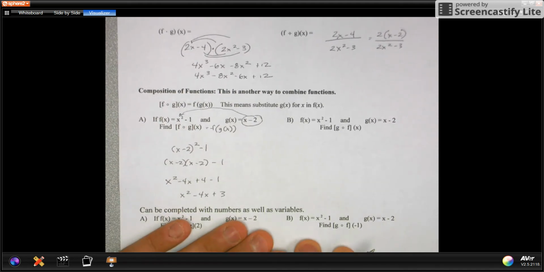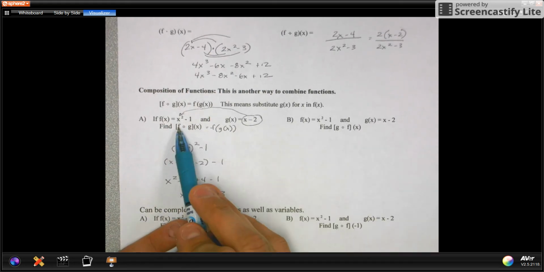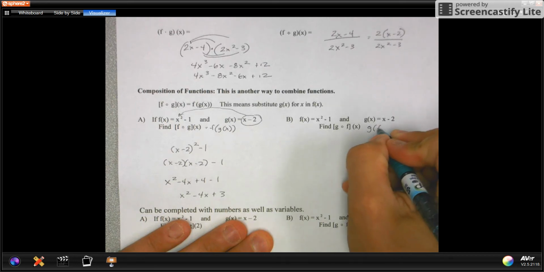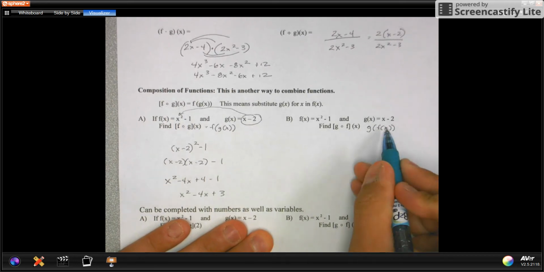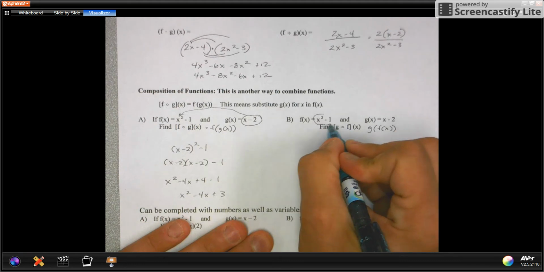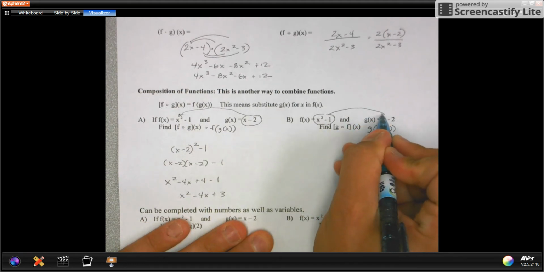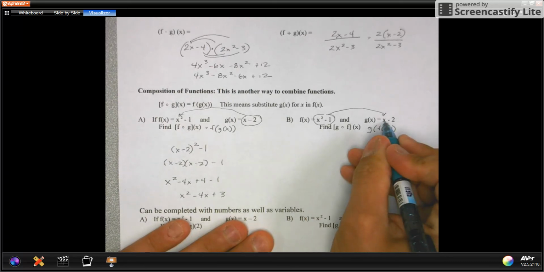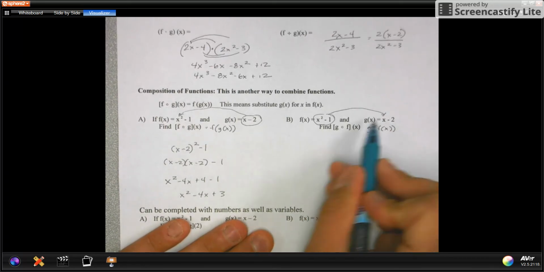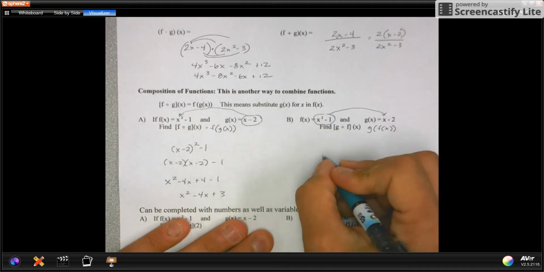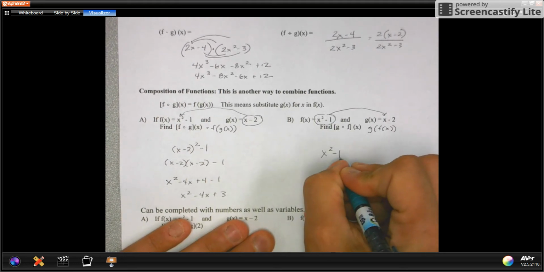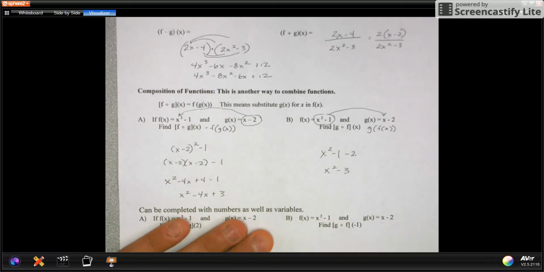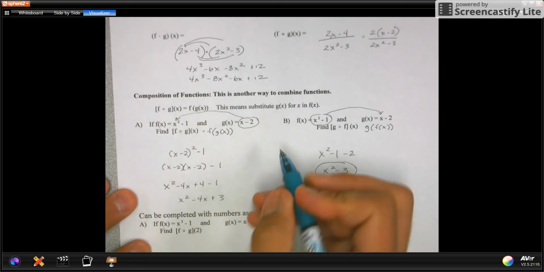Same thing on the right side. Notice it's the same functions, but take a look at the letters that are written backwards. Again, I'm taking f of x and plugging it into x in my other function, g of x. So instead of x minus 2, I'm going to take that x and replace it with my first function, which is x squared minus 1, then minus 2. Minus 3 would be my final answer.